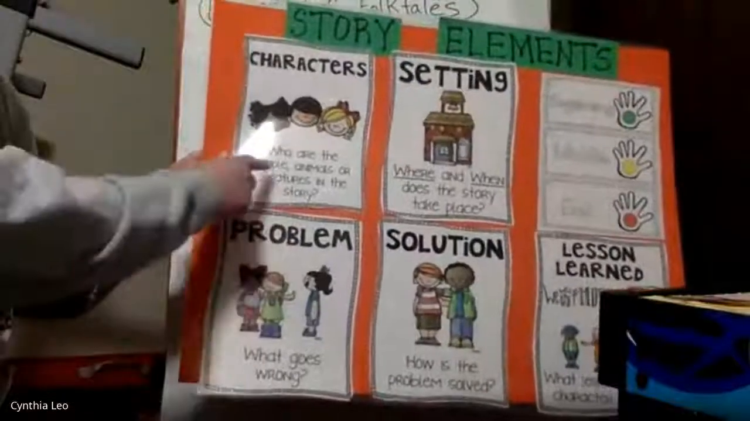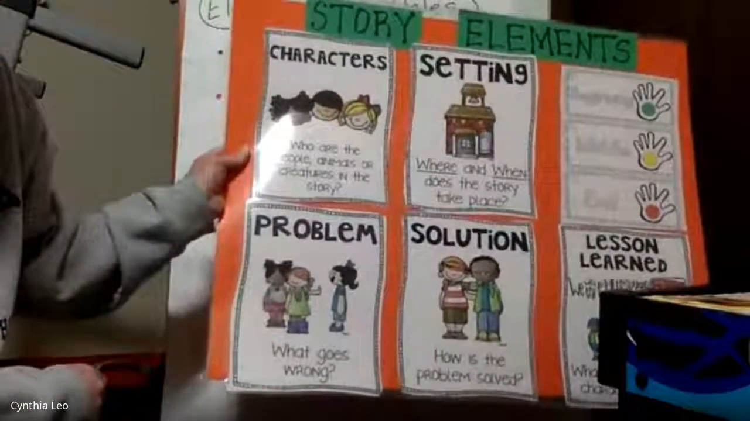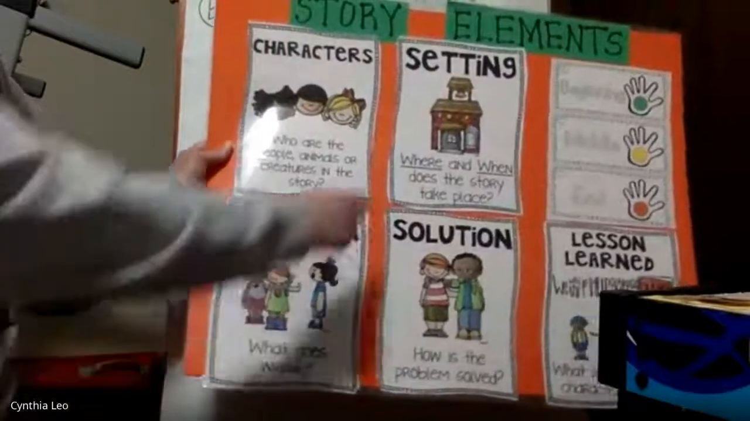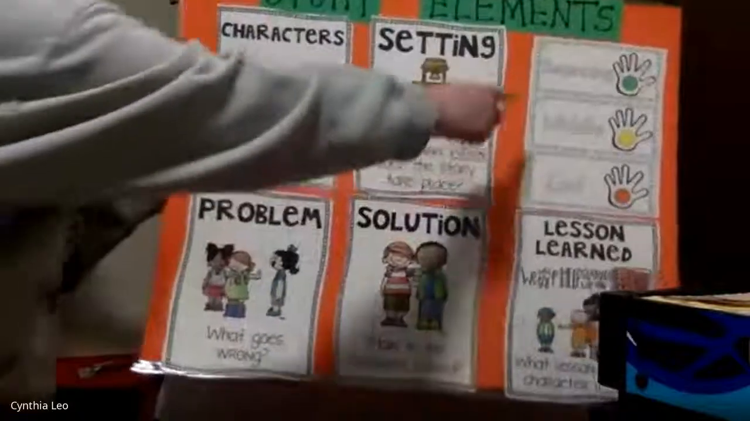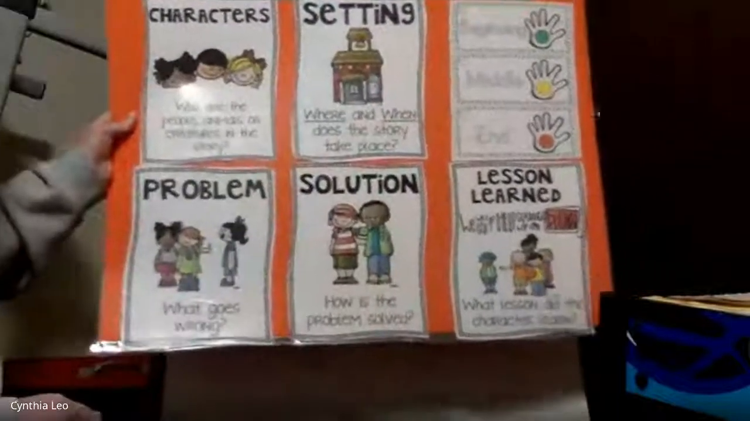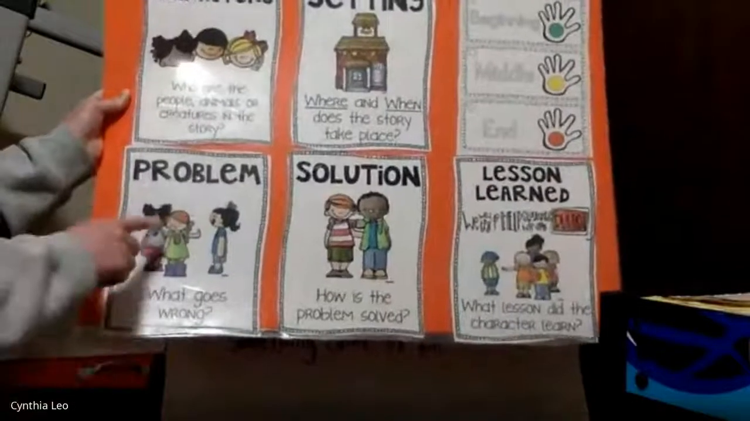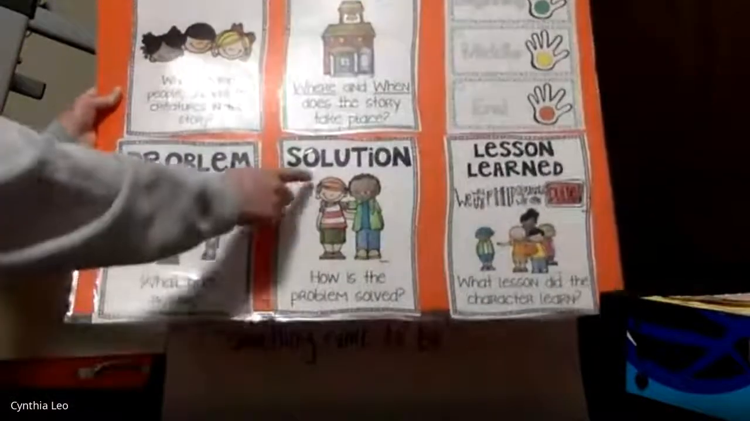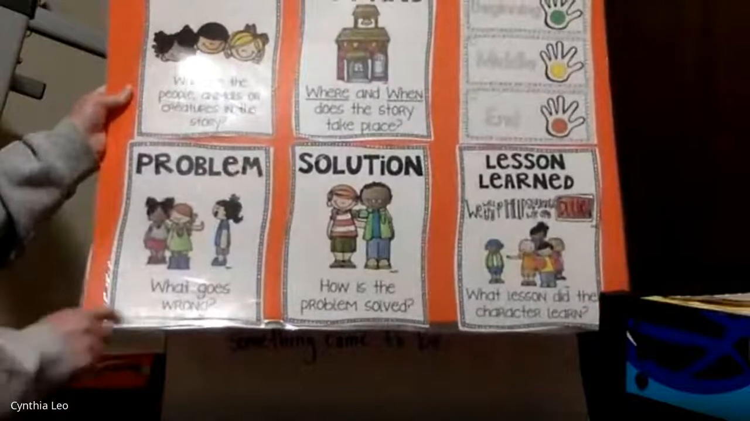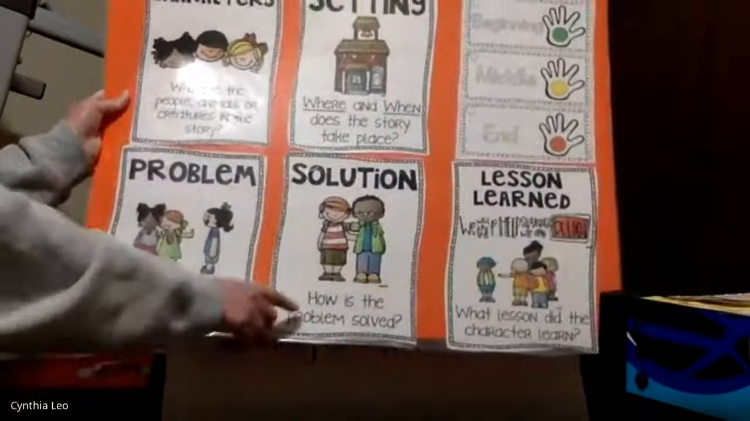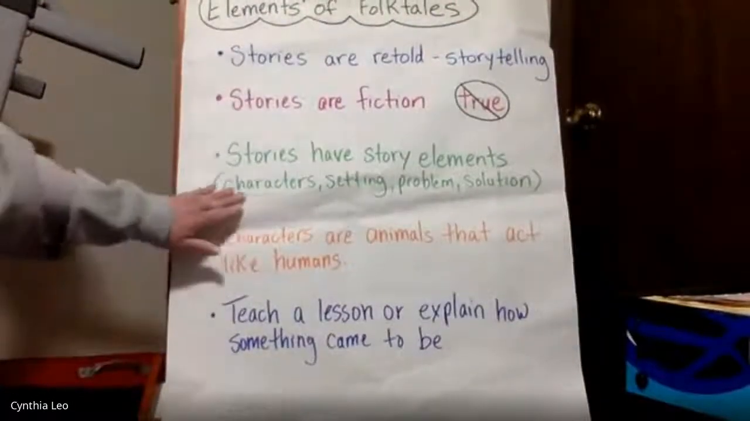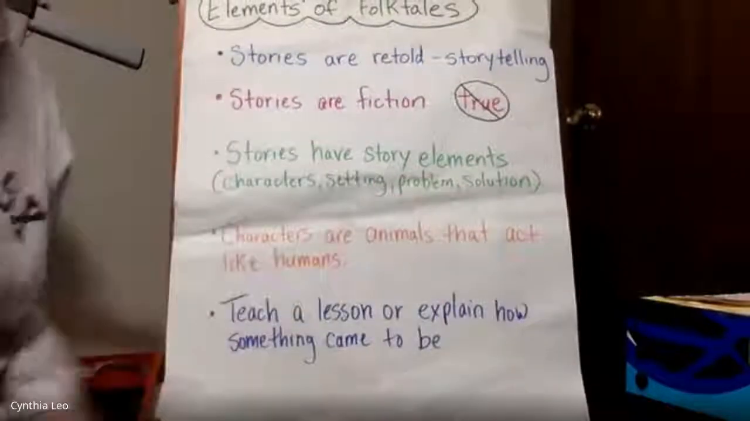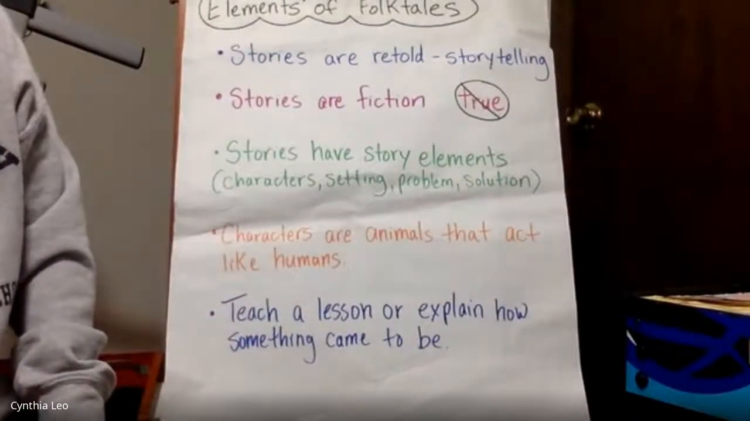I just wanted to show you here on these as well. The story elements, we have characters. Remember, as I said, those are the people or animals in the story. We have the setting. A folktale is going to have the setting. It will have some kind of beginning, middle, and end to it. You're also going to have a problem and a solution. The problem is something goes wrong. The solution is how that problem is solved. And finally, the lesson learned. What does the character learn from the story? I just went over what was right here so you could see some pictures and it might help you understand a little bit.